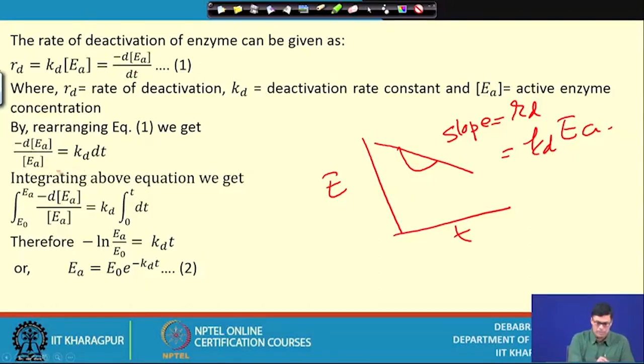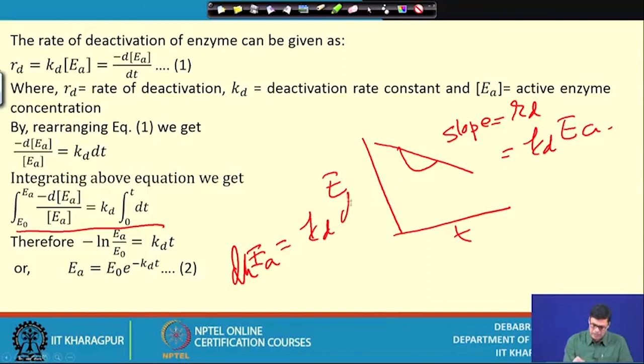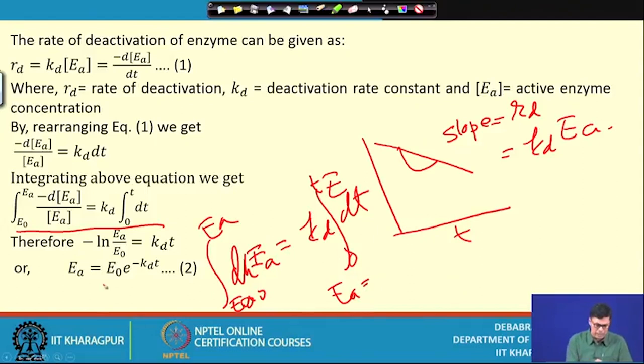And so enzyme deactivation will take place like this. This is dEA, and if we integrate this, you will get this kind of equation. This is dEA, so dLN EA equal to KD into dt. Am I right? Now, if you integrate 0 to t, and EA0 to EA, then what will we get? LN EA by EA0, so EA will come as EA0 into e to the power minus Kd into t. This minus sign will come here. Okay, so we can easily find that out.